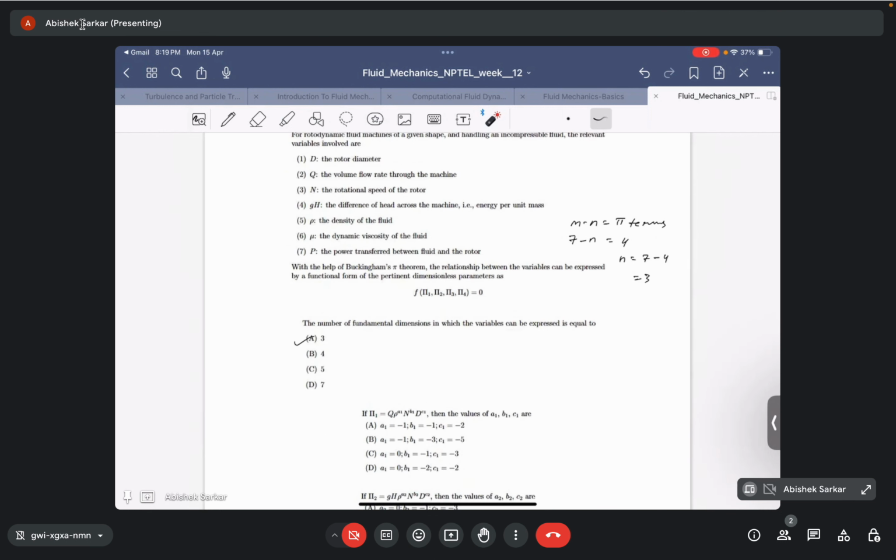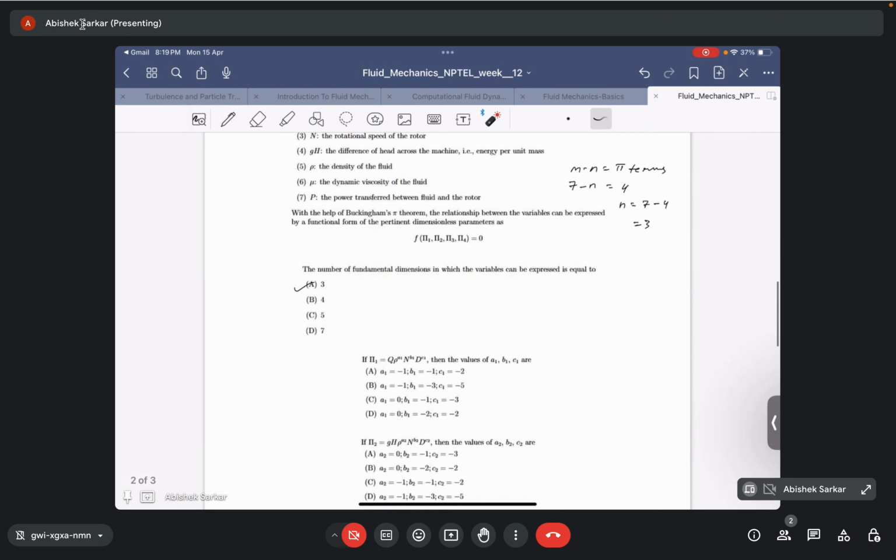So if you recall, Professor Chakraborty mentions that this choice of repeating variables should be such that they themselves do not form a non-dimensional number. Okay, so that's a very important thing to observe. Any ratio between rho, n, and d should not form a non-dimensional number themselves. But in this given problem, they've already given us the repeating parameters. So that's something that comes in very handy.